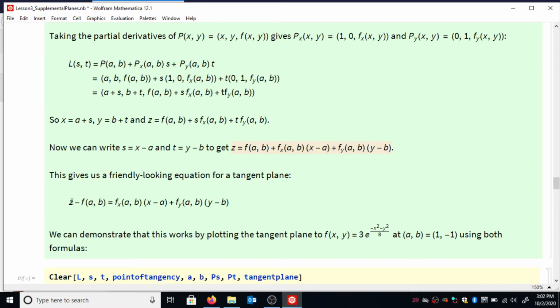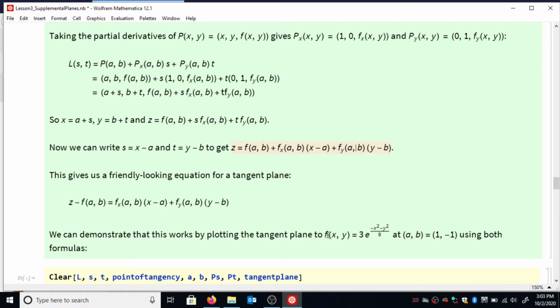So I could rewrite this as z minus f of a, b equals the partial derivative of f with respect to x, evaluated at a, b, times x minus a, plus the partial derivative of f with respect to y, evaluated at a, b, times y minus b. Anyway, let me show you that this works and that it doesn't matter whether you do this parametrically or whether you do this with x, y, z equations, you're going to get the same tangent plane.